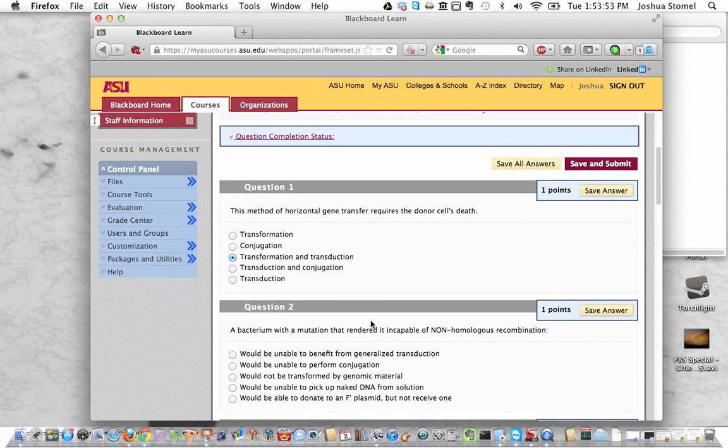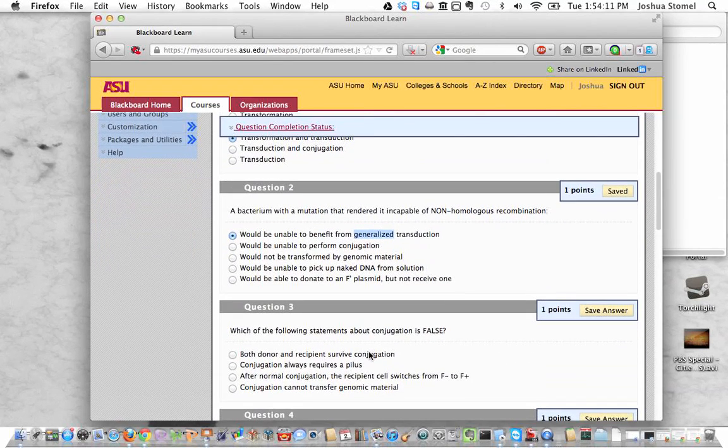Question 2, I totally screwed up on. I meant for this answer A to be specialized transduction, not generalized transduction, and I just totally wrote down the wrong word, and I'm sorry, and we'll restore those points.